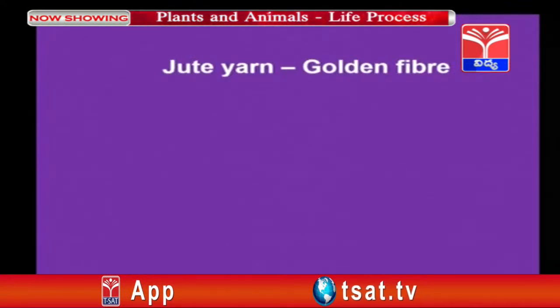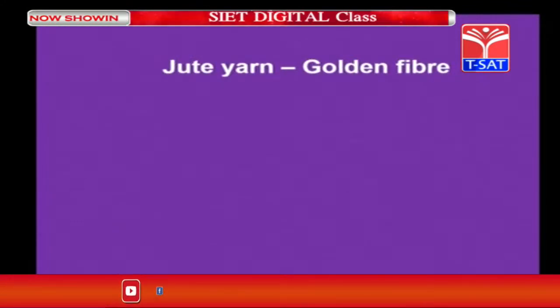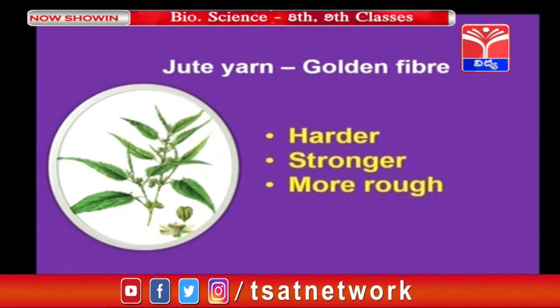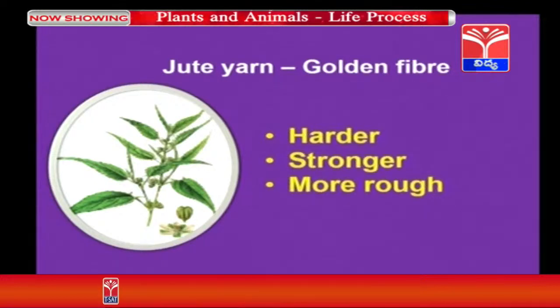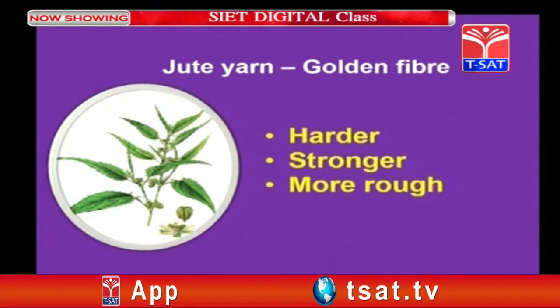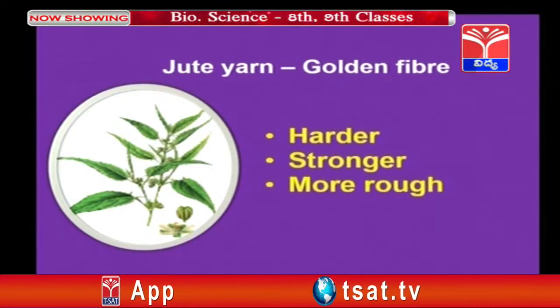Do you know about jute yarn? It is also called as golden fiber. Jute yarn is harder, stronger and more rough. It is obtained from the stem of jute plant. The stem of the harvested plant is cut and immersed in water for some days. When the stem is soaked in water, it becomes rotten and easy to peel.